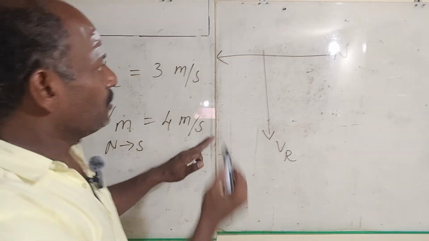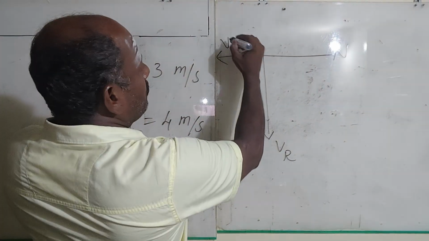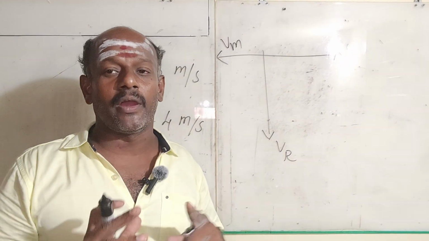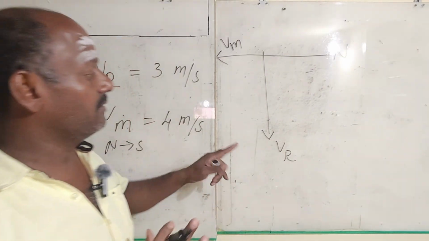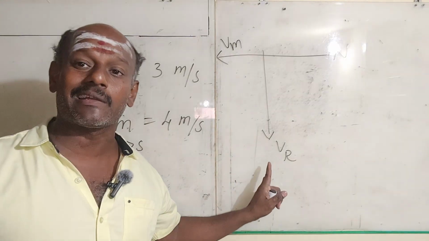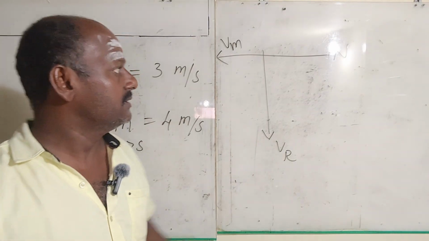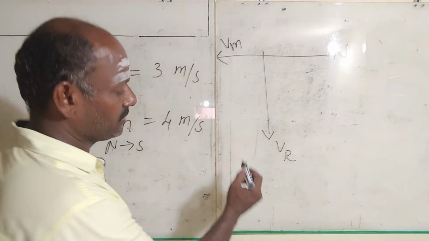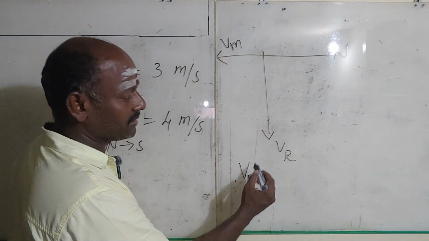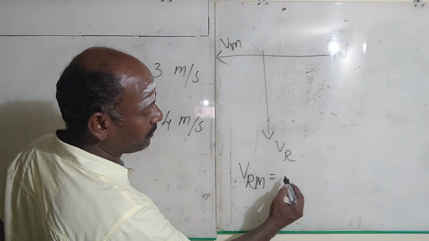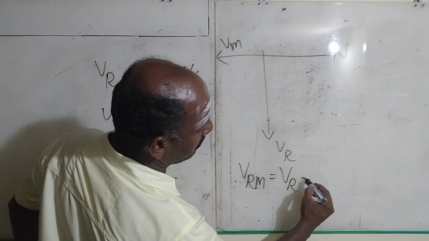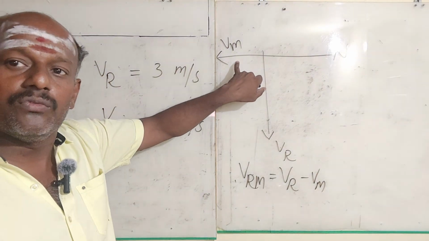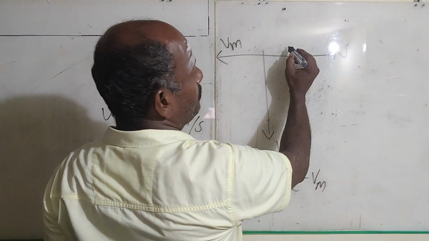Let me take this as the velocity of the man. Remember, here we are going to find the relative velocity, that is the velocity of the rain with respect to the man. I already told you the relative velocity is nothing but the difference. So the relative velocity of the rain with respect to the man will be VR minus VM. Here it is a positive VM. For the negative VM, it should be here.